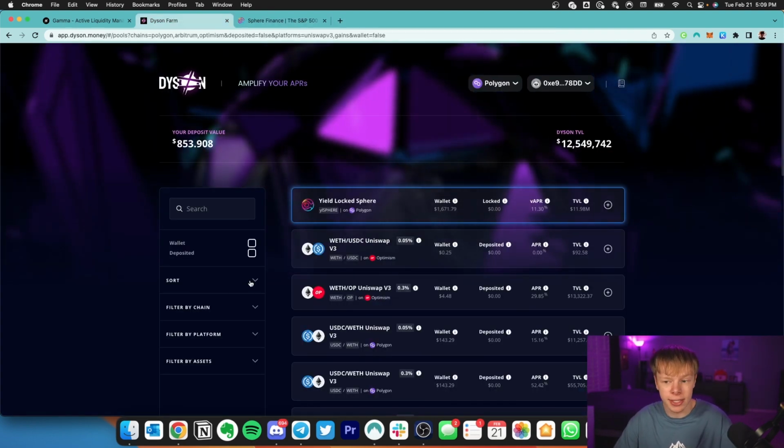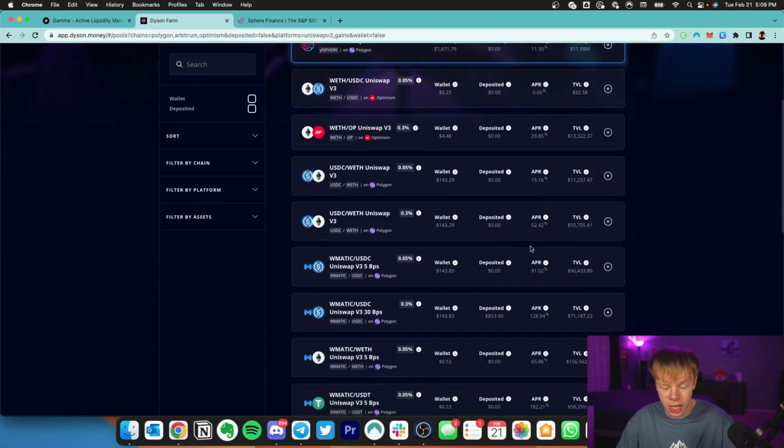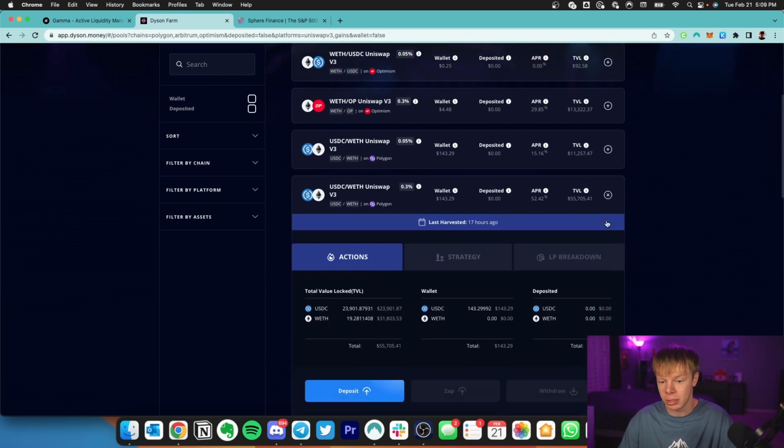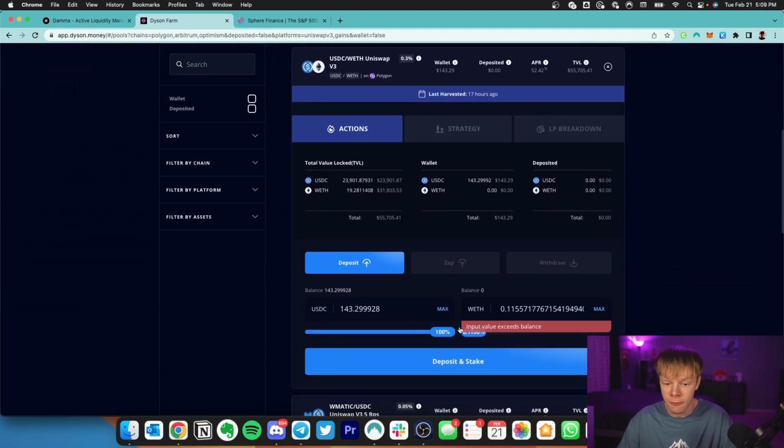Now hopping into Dyson, it's a pretty simple UI to use, but essentially you will go and find different pools and you'll be able to deposit directly into these different pools. Let's go and take a look at this pool, for example. As you can see, what I'll do is I'll go and deposit a certain amount of each asset.